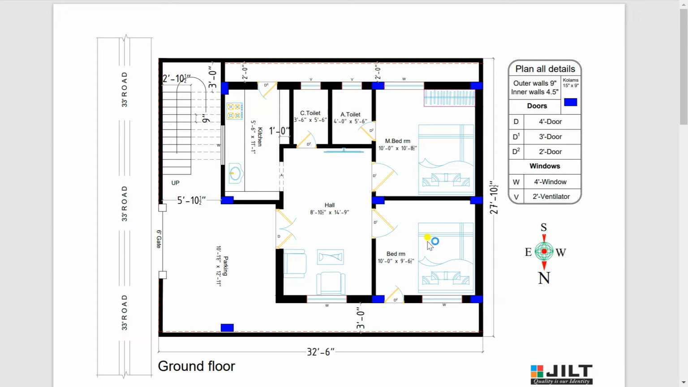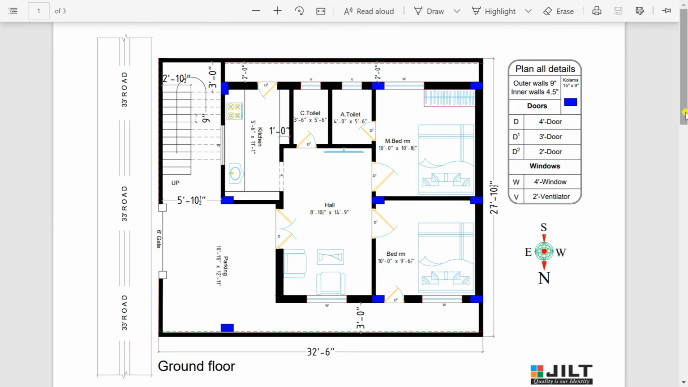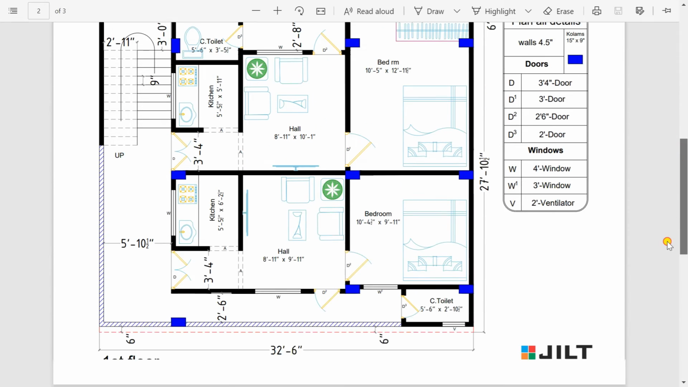From the hall I am entering the other bedroom of dimension 10 feet by 9 feet 6 inches. This bedroom also has one more door. Towards the right side you can view there is a setback of 3 feet we have left here. This balcony can also be used for entering directly into this bedroom. Now let's move towards the first floor.